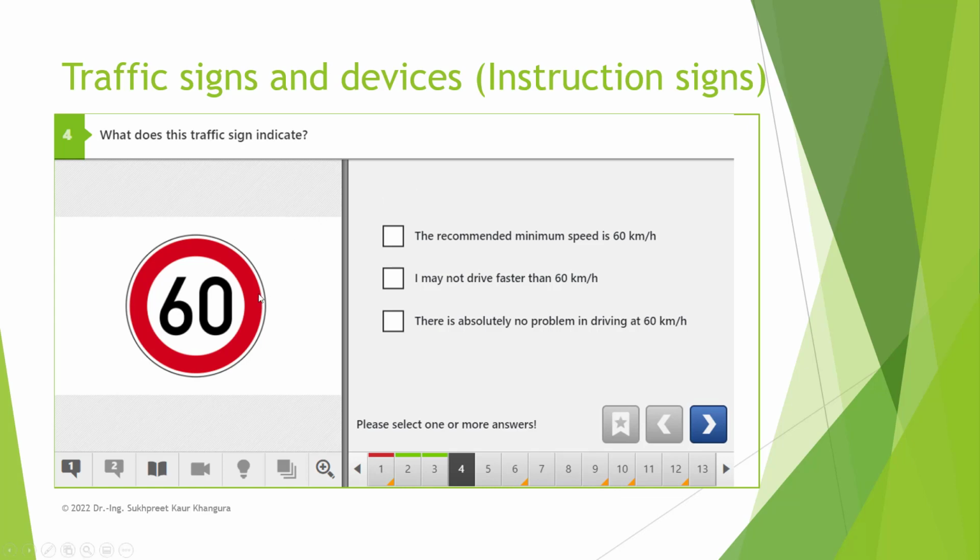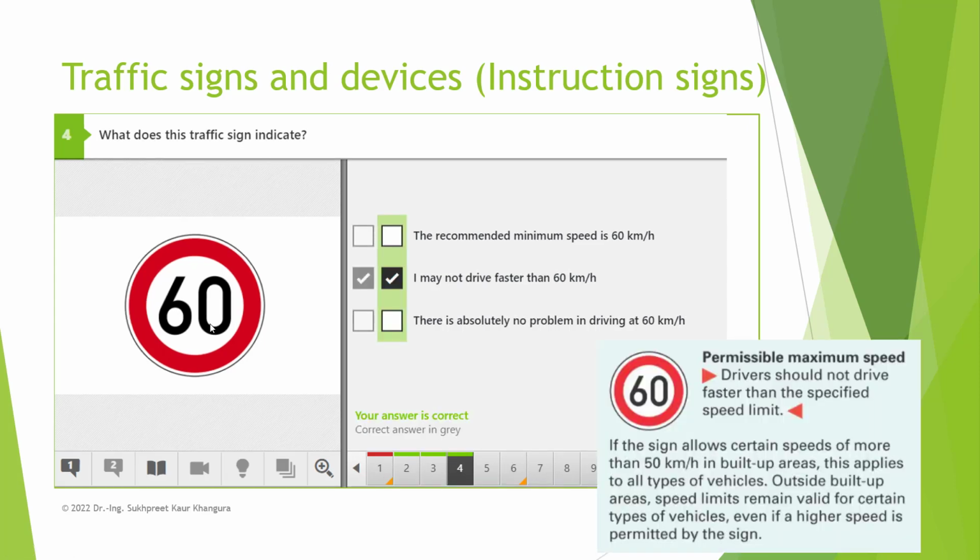Of course, when you see this sign, you should not drive faster than 60 km per hour. There is absolutely no problem in driving at 60 kilometers per hour. Ideally, it depends upon the traffic situation, right? You might need to slow down. So the correct option over here is: when you see 60 written in this red circle, or 30, 60, whatever speed, the important thing is the maximum permitted speed is the number which is written inside. Let's look at the answer. Here it is written, permissible maximum speed, driver should not drive faster than the specified speed limit.